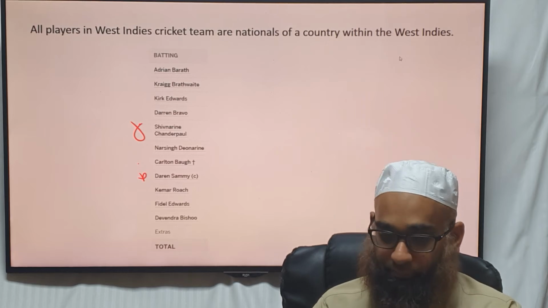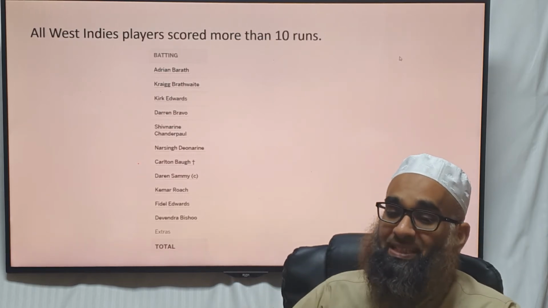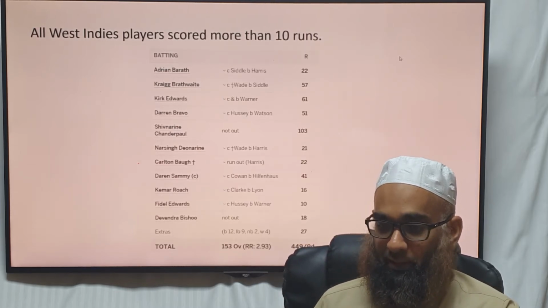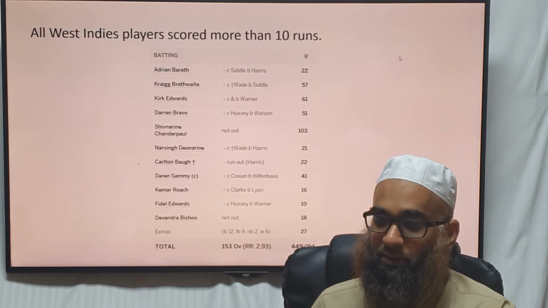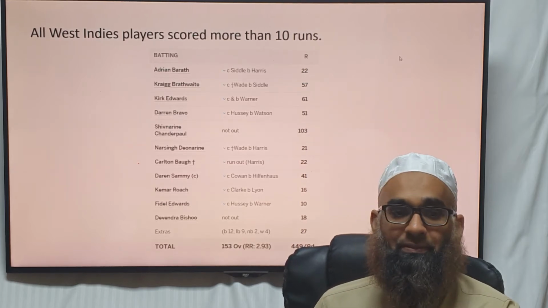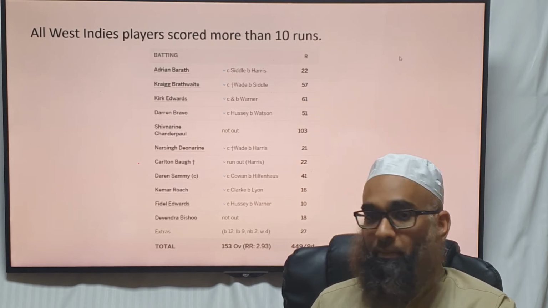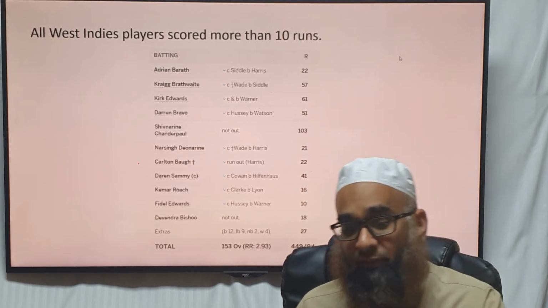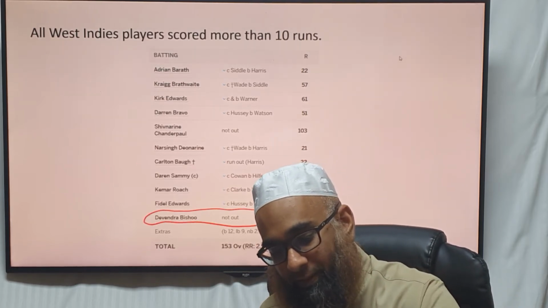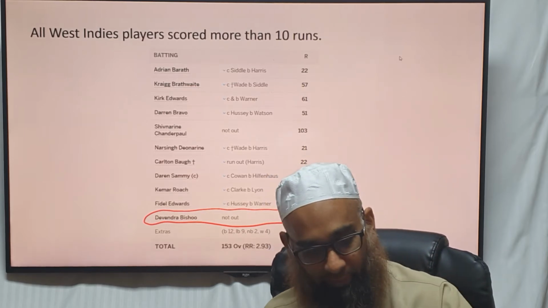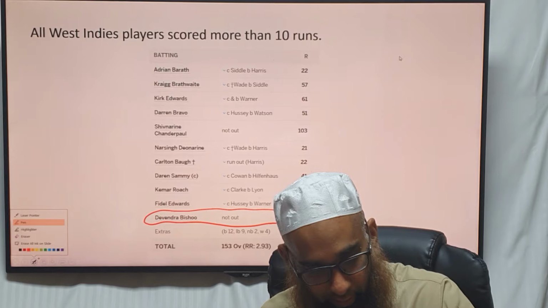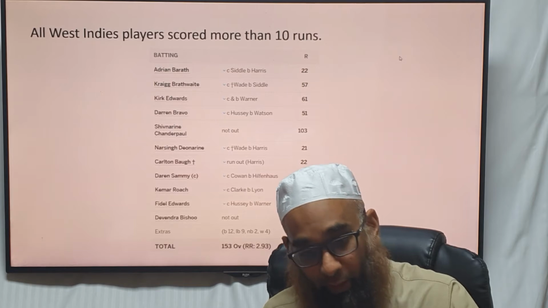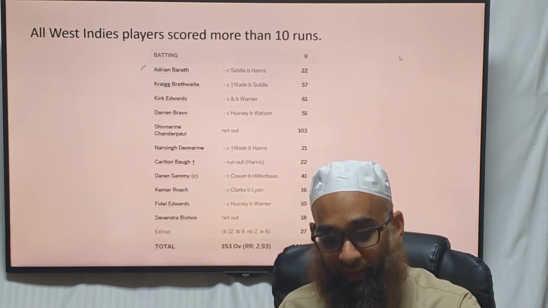Correct, 100% for sure. Now, if I said all West Indies players scored more than 10 runs, and I come to this conclusion because they all scored more than 10: 22, 57, 61, 61, 103, 21, 22. What is this? Induction. Now, let's say, I should have done this before, but in this example, how many players do we have? 1 to 11, it's 11 of them.